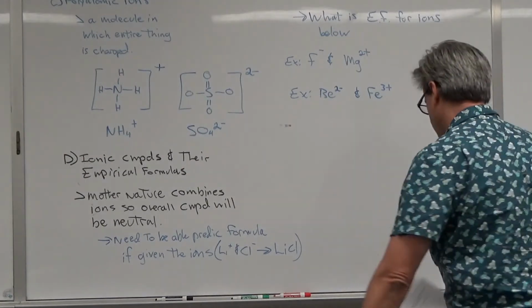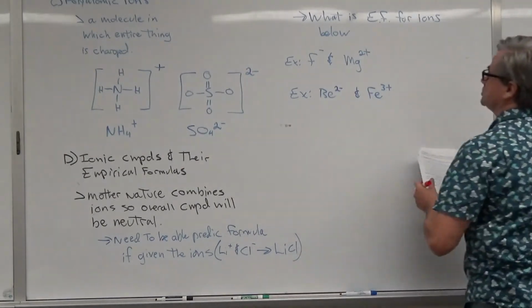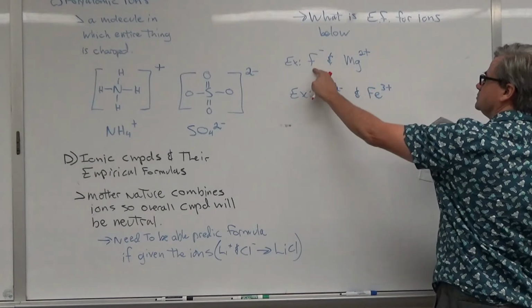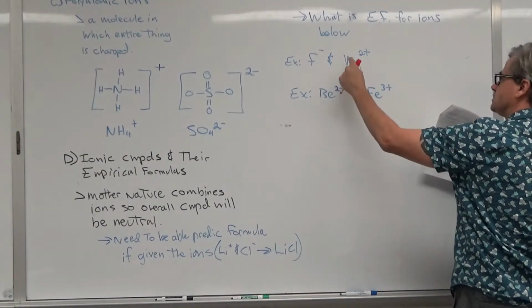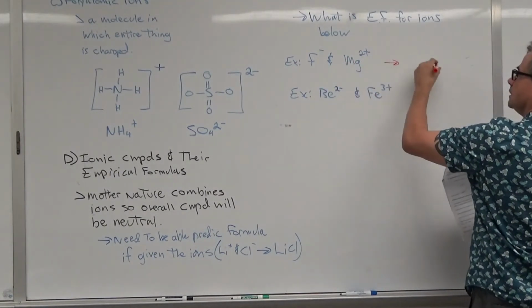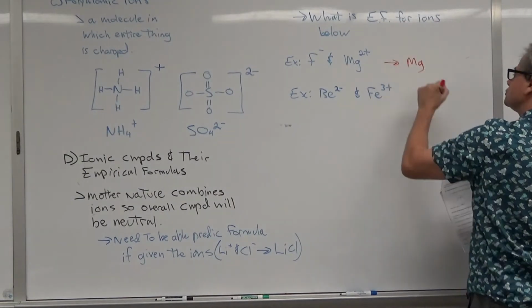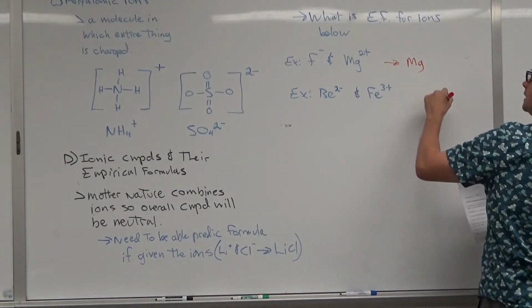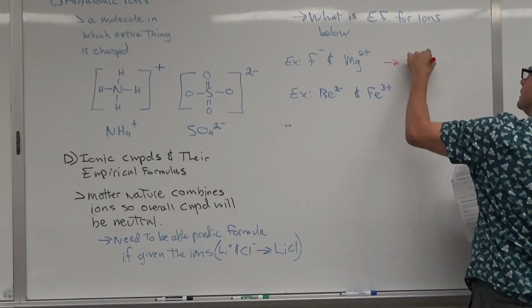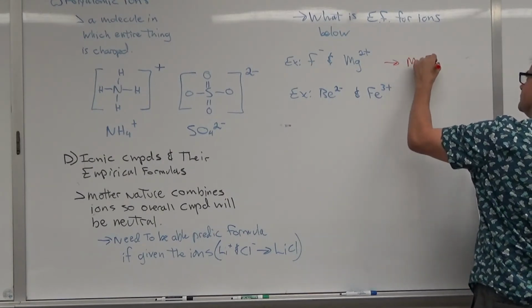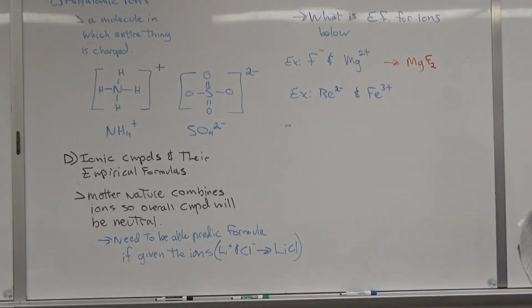You back? Okay. We're going to need 2 of those for every one of those to counteract them. So the empirical formula is usually the cations come first, so that's going to be Mg for magnesium, F2.